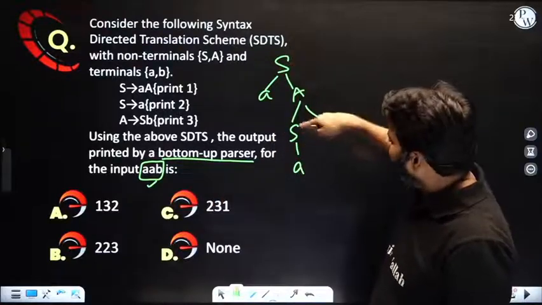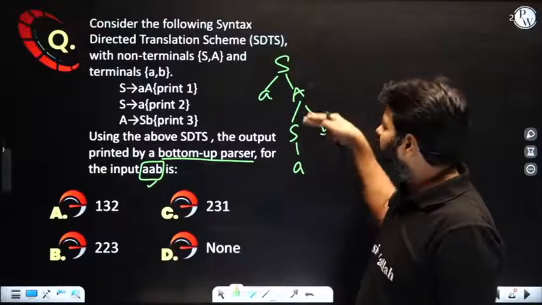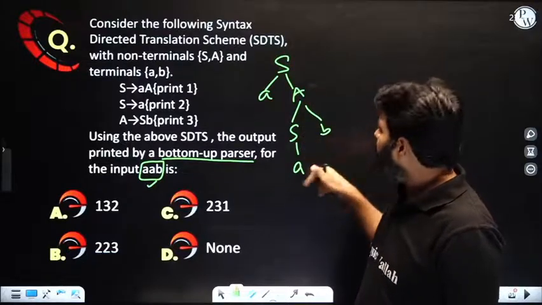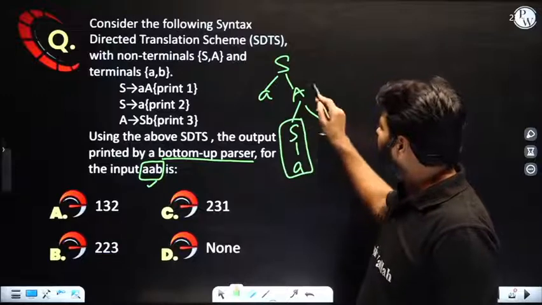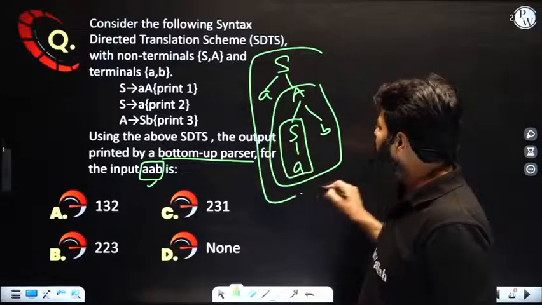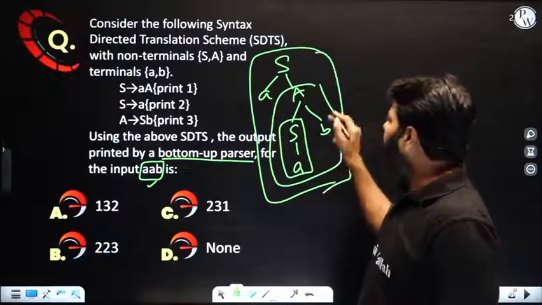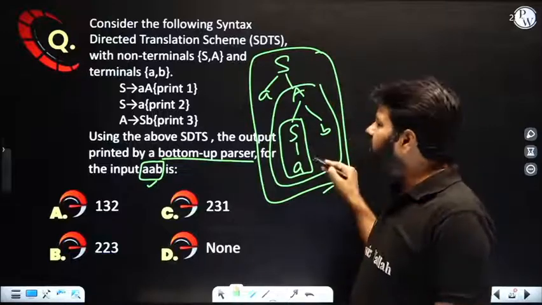1, 2, 3 is the RMD. This 1, 2, 3, reverse it: 3, 2, 1. This S first. So execute this first. Then execute this. Second, third. First, second, third. Once it's over, this S derives A.